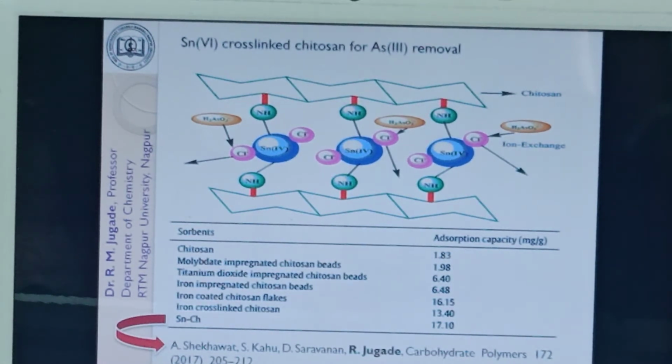Another way of cross-linking is using a multivalent metal ion. So what we have done is we have used the stannic ion, Sn4+, as a cross-linking agent for the removal of arsenic(III), which is an environmentally important metal ion. The stannic is used in the form of stannic chloride, SnCl4, and the material which is formed is used as an ion exchanger with the arsenite ions. The adsorption capacity for native chitosan is just 1.83 milligrams per gram of arsenic, whereas for the cross-linked chitosan, it is enhanced to about 17.1 milligrams per gram. This is an important application of cross-linked chitosan.